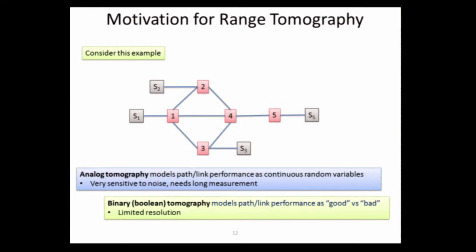Another approach, my typical approach, is just a binary tomography. The link is either good or bad. And if I find one part of the network which I can happily consider bad, that will be where I focus my troubleshooting points on. And again, it's a limited resolution.